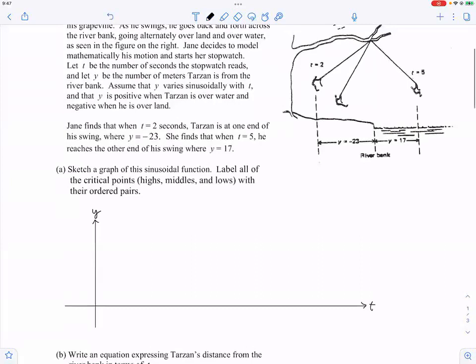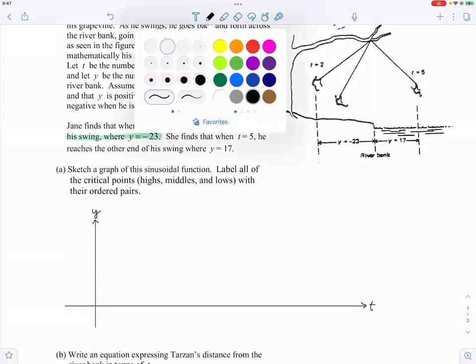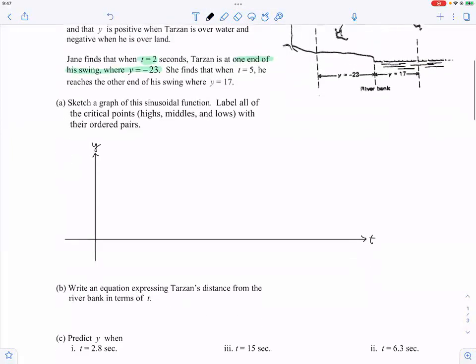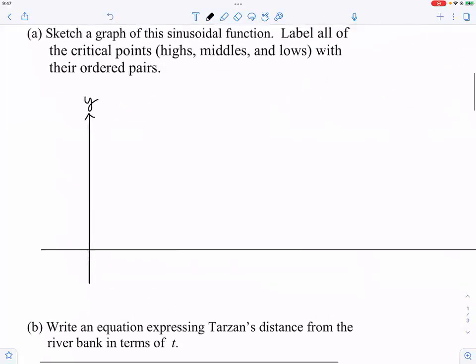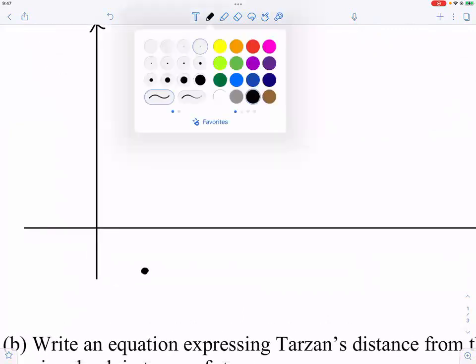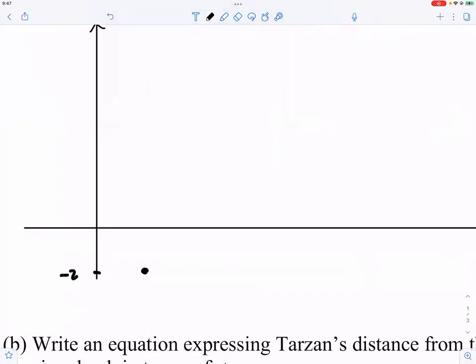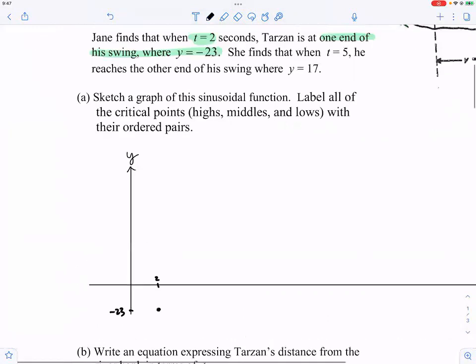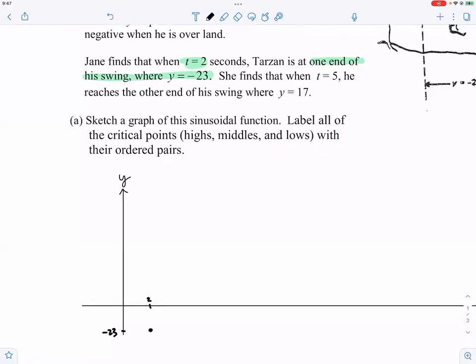And then at time equals 2, it's on one end of the swing, which is -23. I would like to apologize, even though I didn't make this worksheet, it's kind of hard to draw. So you have -23 right here at time equals 2. Okay. And then at time equals 5, he's at y equals 17.